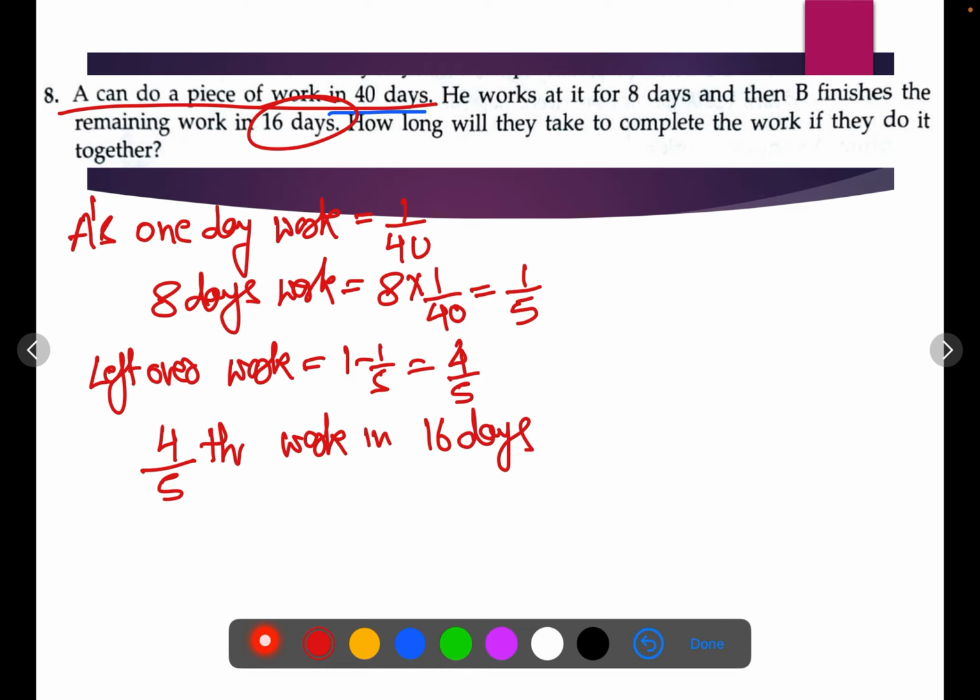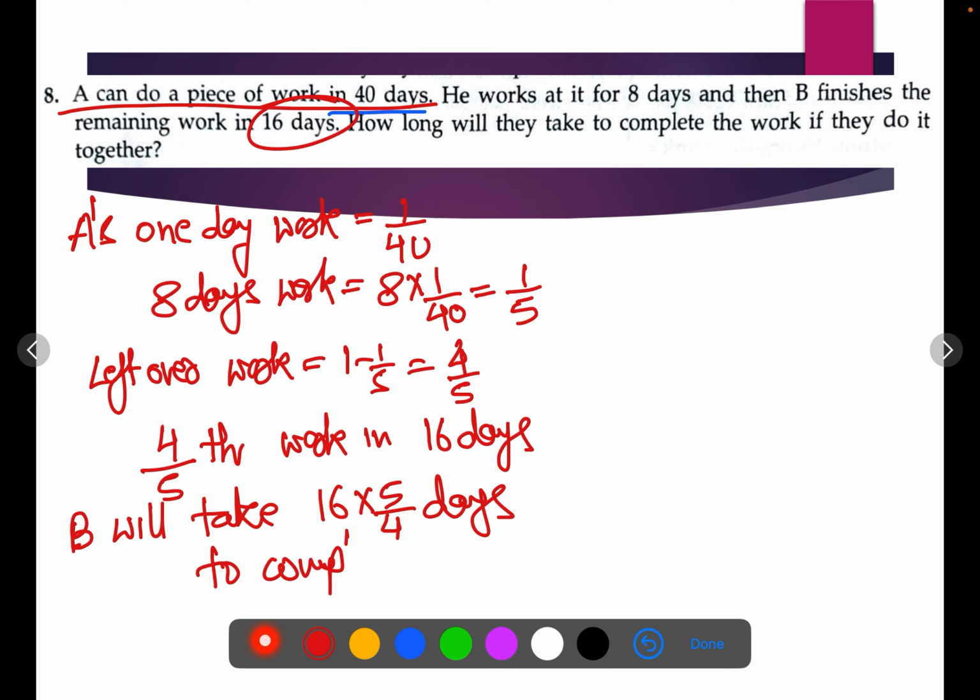Right. So how much time will B take? B will take 16 into 5 by 4 days to complete the work. Right.